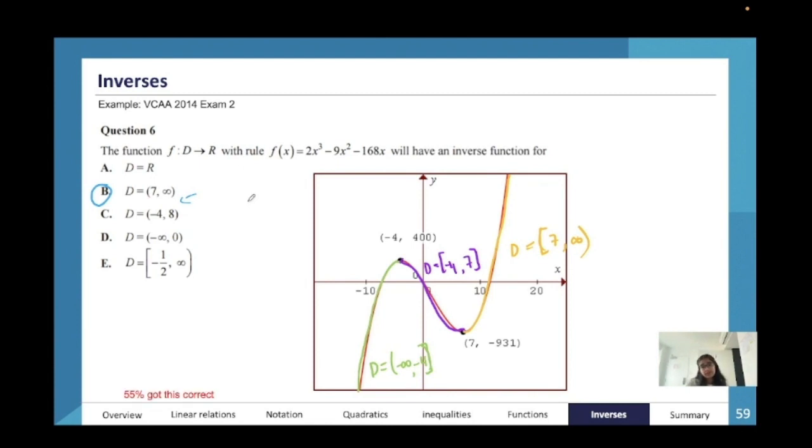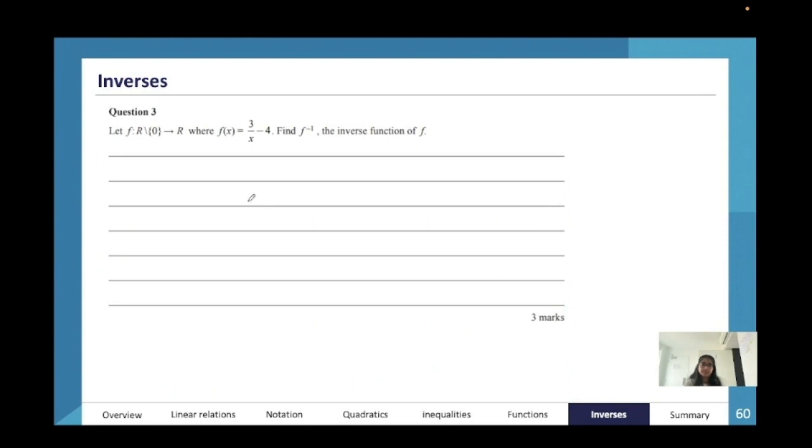And only 55% got it right. So you can see that it's important not only to memorize the concept, but to actually understand it and apply it. Okay, so let's do another question.